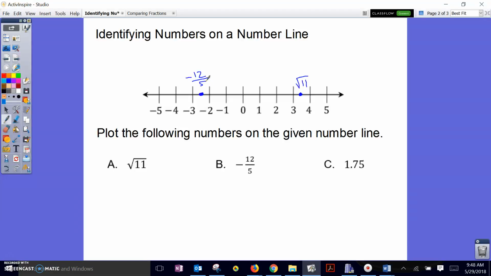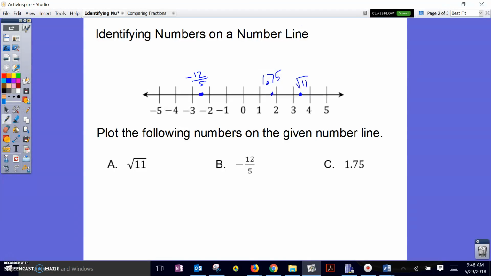And the last one here, 1.75. We don't need to worry about using the calculator to give us a decimal approximation since this is already in decimal form. 1.75 falls in between 1 and 2. And it's actually halfway from 1.5 to 2. So I'm thinking about halfway in between 1 and 2, and then halfway in between that and 2. And right about there is where I'm going to plot 1.75.